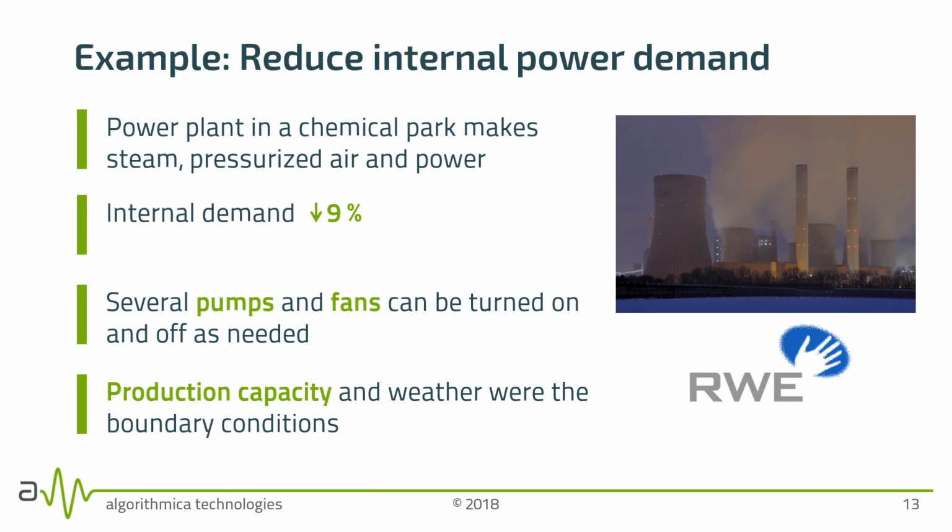A different power plant example is looking at the internal demand. So a power plant itself needs some electricity to run itself. And that internal demand for electricity was our goal here. We were allowed to switch on and off several pumps, mostly for cooling water, and fans in the cooling tower. We were given the opportunity to turn these machines off when they were not necessary.